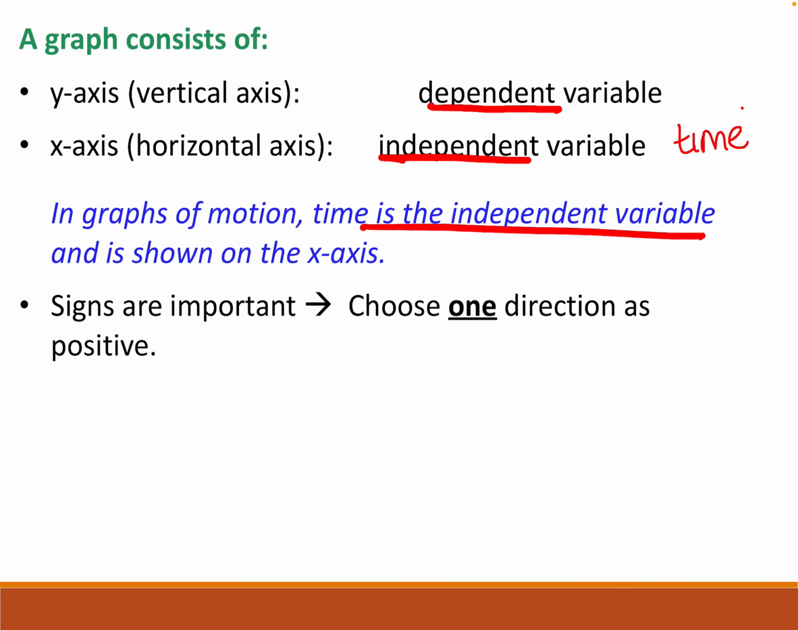Signs are very, very important with these graphs, okay? And remember, like we've done before, you have to choose a direction as positive and stick to it. Sometimes, though, if you're given a graph, the graph explains to you exactly what your positive direction is, and then you don't actually have a choice. You must use that direction.